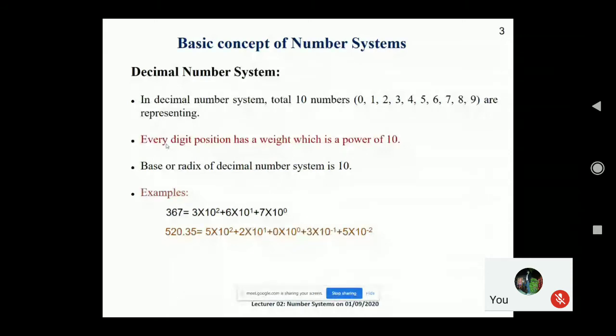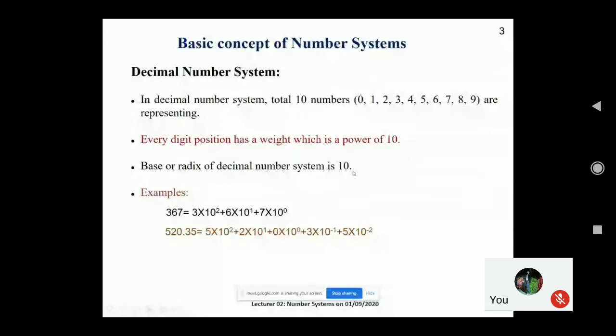It is correct. So whatever 0, 1, 2, 3, 4, 5, 6, 7, 8, 9 are representing. I'm talking about only the decimal number system. Every digit position has a weight which is a power of 10. When we are manipulating decimal numbers, we are using base 10. If someone asks why it is 10, it is because we are using the 10 numbers 0 to 9. So the base or radix of the decimal number system is 10.